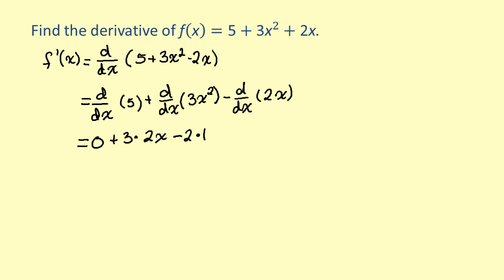Finally, simplify by combining any like terms. 0 plus 3 times 2x is 6x, and negative 2 times 1 is negative 2. So the derivative of 5 plus 3x squared minus 2x is 6x minus 2.